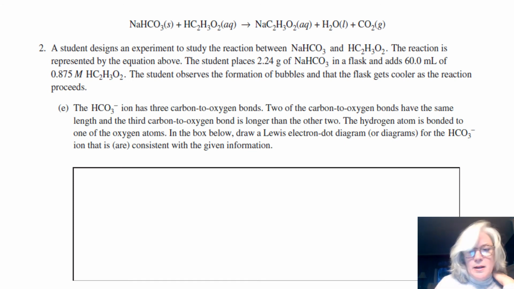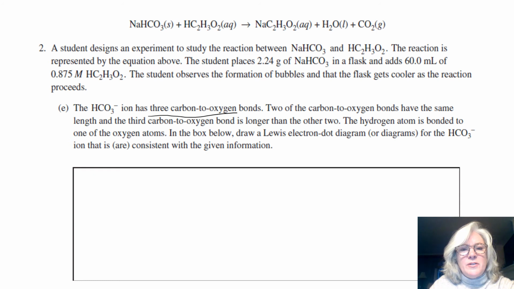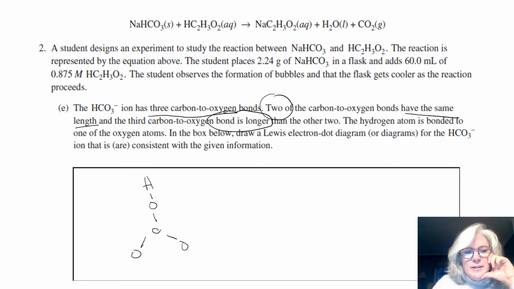All right, I think this is the last part of the problem, and now we're getting into molecular structure. They're saying that this has 3 carbon to oxygen bonds. 2 of them have the same length, and 1 bond is longer than the other 2. So they're telling you that the hydrogen is bonded to an oxygen, and you've got 3 oxygen bonds to carbon, okay? So if I look at this, there's only 3 bonds, 2, 4, 6, so I'm going to have to make one of these a double bond. And I get this structure.